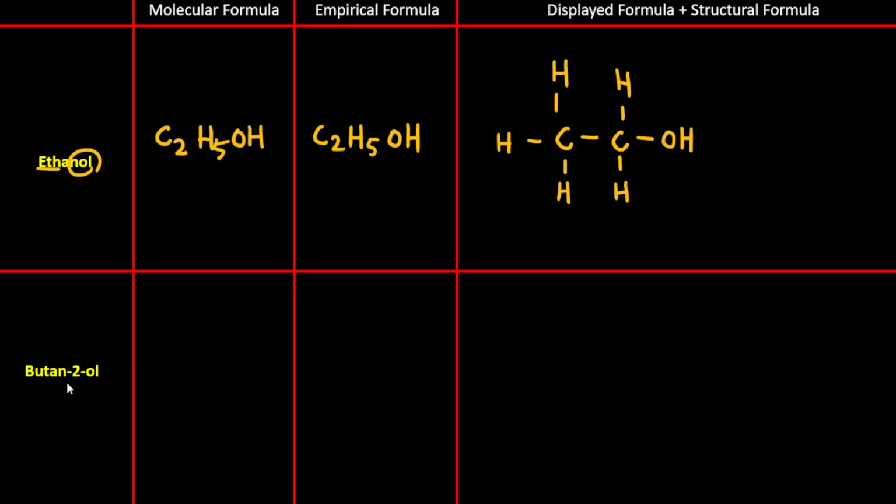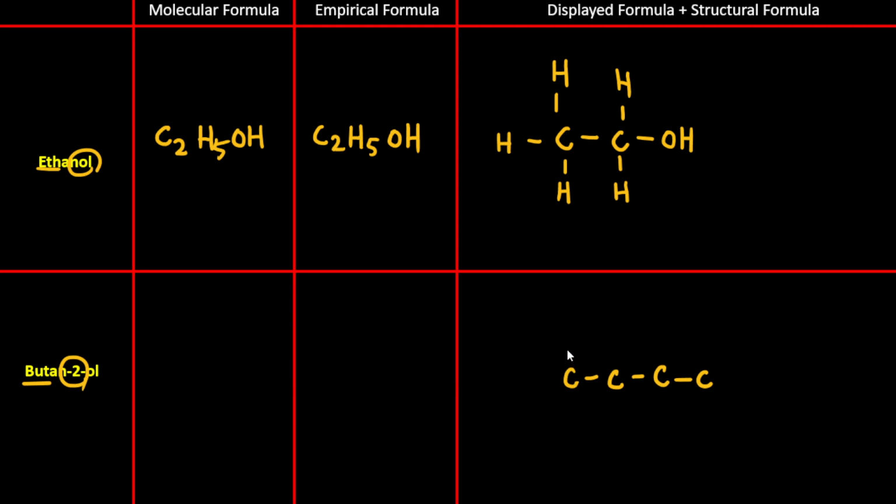So for butan-2-ol, it would be 1, 2, 3, 4. Why? Because I have 4 carbon atoms. And since there is an OL group, I have an OH. But where do I have it? I have it on the second carbon atom.